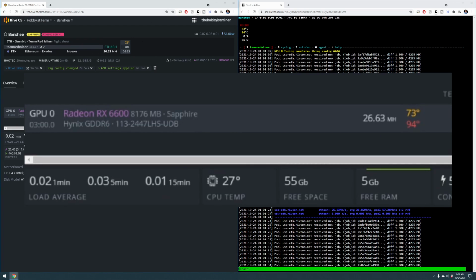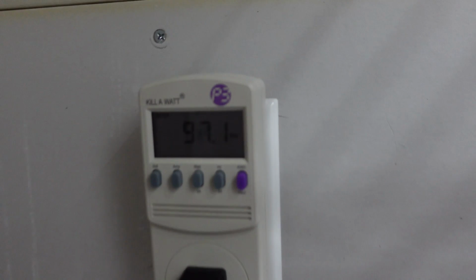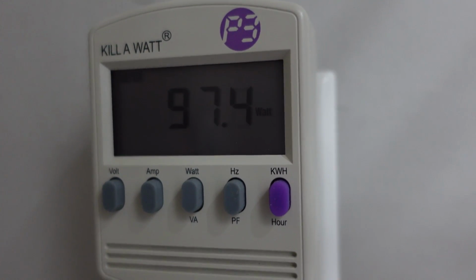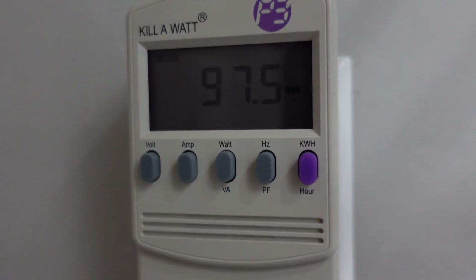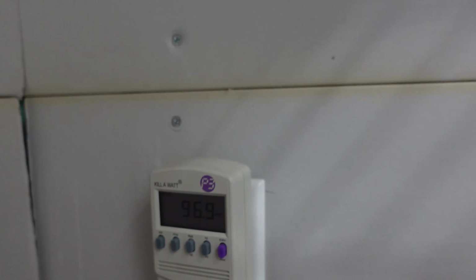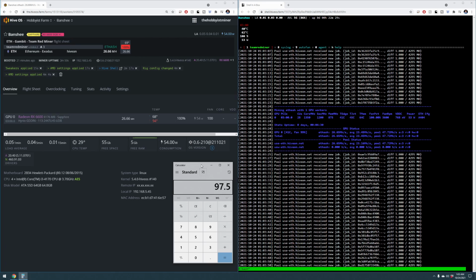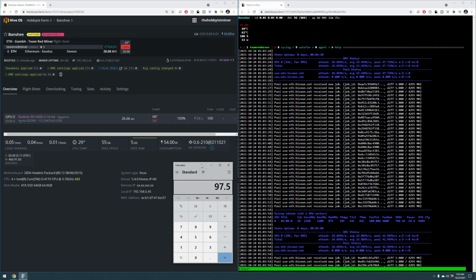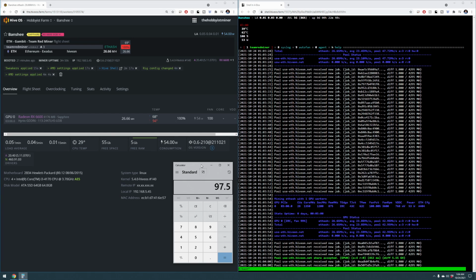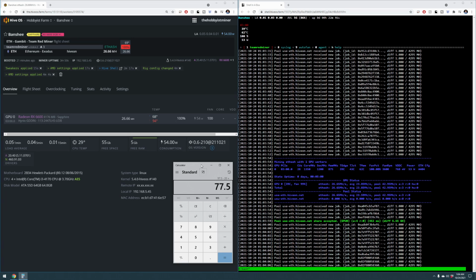Okay, so let me go ahead and take a look at what we're getting at the wall for stock wattage. Let's take a look at our kilowatt meter. It says 97. Okay, we'll say 97 and a half. Now, we have to remove 20 watts from that. That covers the motherboard and everything like that, because that's what my test bench uses without even a card in it, just sitting idle. So that puts us right now at stock at 77.5 watts.